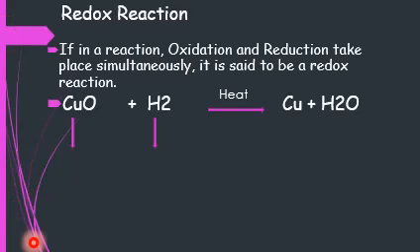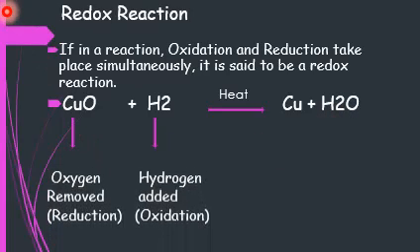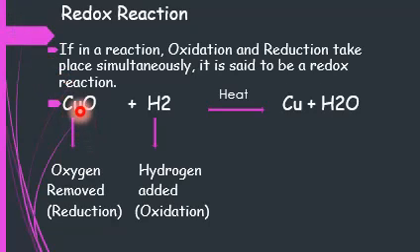We can see here copper oxide, when heated with hydrogen, gets converted into copper plus H2O. The same reaction as the previous slide. We can see here oxygen is removed from copper, so it is undergoing reduction, while oxygen is added to hydrogen, so hydrogen is undergoing oxidation. So both reduction and oxidation reactions take place simultaneously here. That is why it is known as a redox reaction.